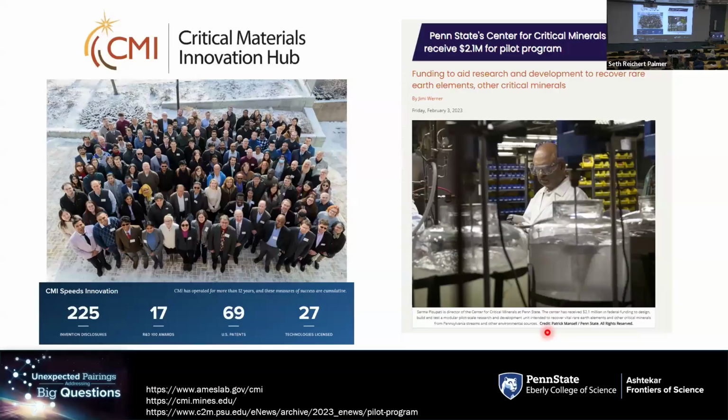And so there are many people who are working in this space. The Department of Energy funds an institute called the Critical Materials Innovation Hub, which works on a number of critical materials, critical minerals, including the rare earths. I'm somewhere here, somewhere up there, I don't know. I know what I look like, but it's too hard to find exactly where it is. And Penn State also has a Center for Critical Minerals, and there are numerous people across the Eberly College of Science and also in the College of Engineering, mainly, who are working in this space.